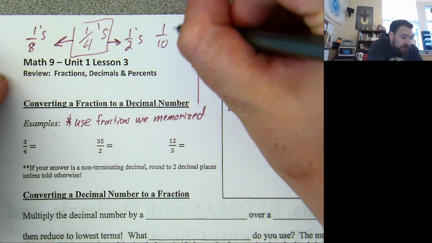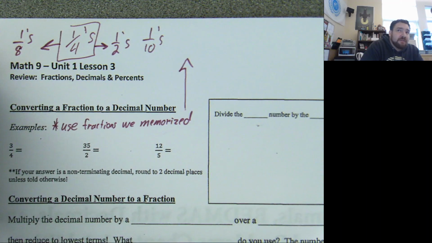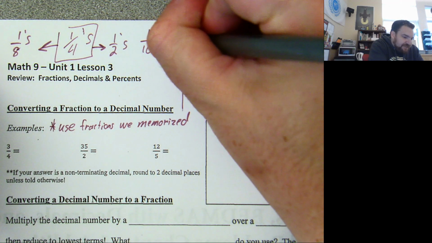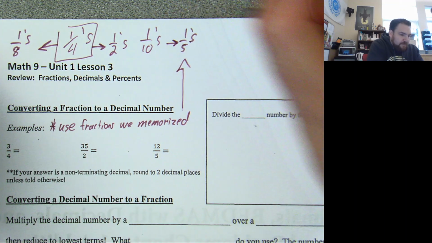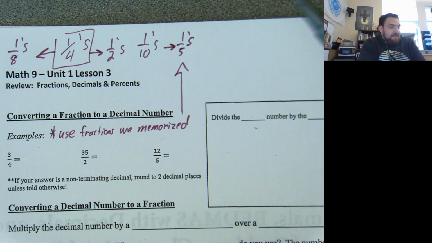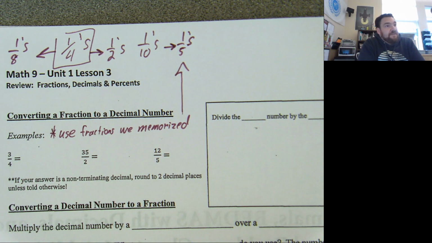Tenths are an easy one to memorize. Tenths give you fifths if you haven't memorized fifths. Because 2 tenths is a fifth. 4 tenths is 2 fifths, etc., etc.